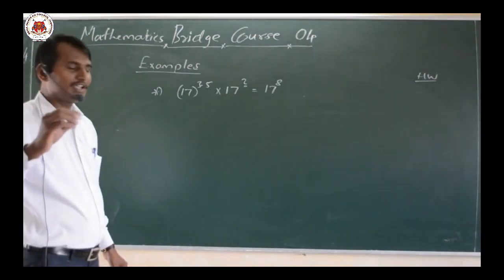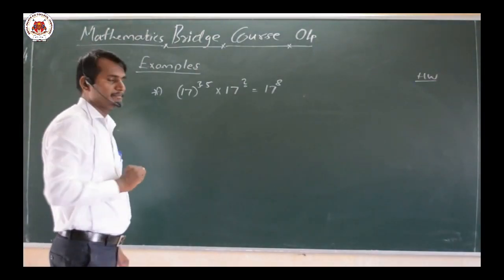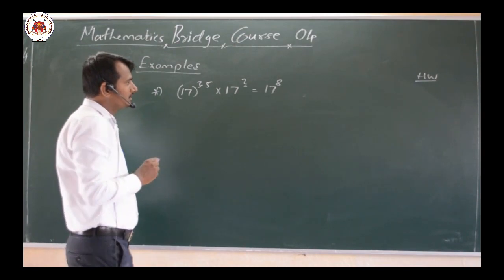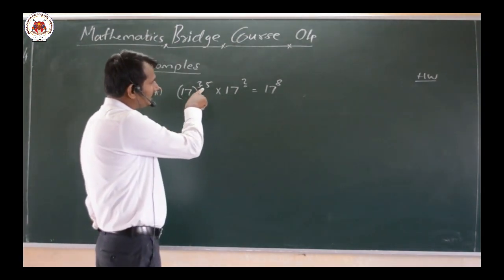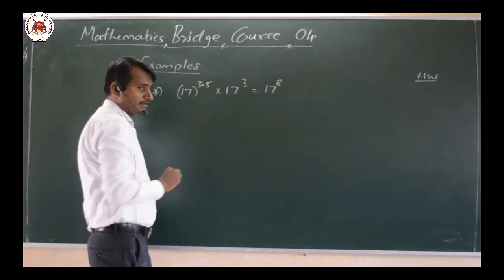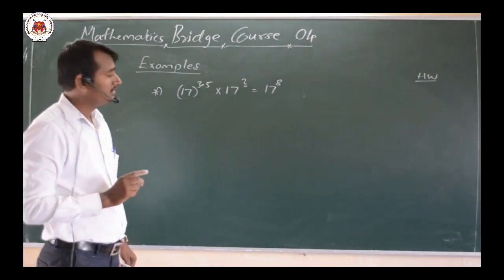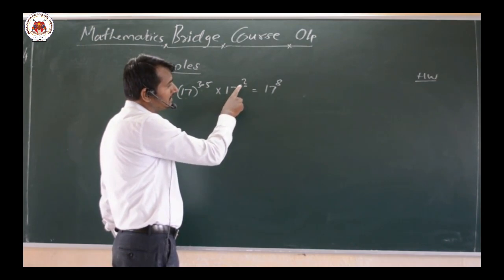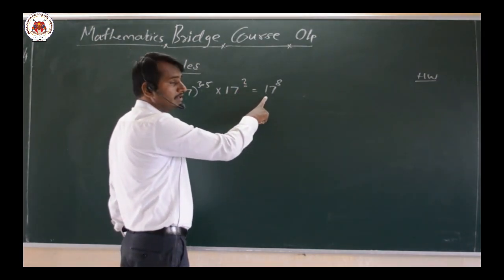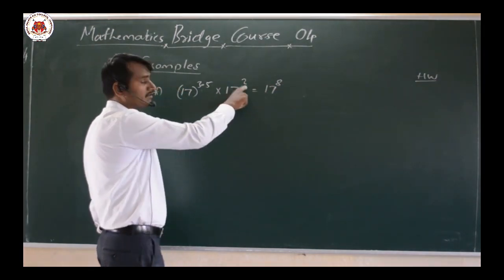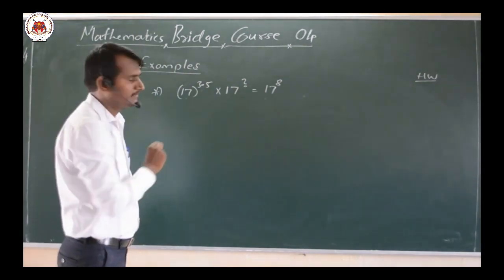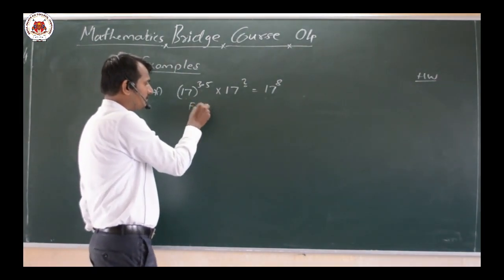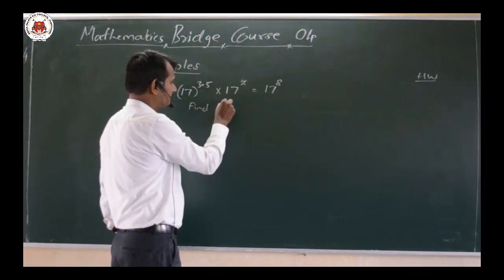Okay, well, now let us move on with the next problem. What is the next problem here? 17 to the power of 3.5 is given. Okay friends, you pay attention. 3.5 into 17 to the power of question mark is equal to 17 to the power of 8. Find the value of the question mark, or else you can take it as x here. Find x.